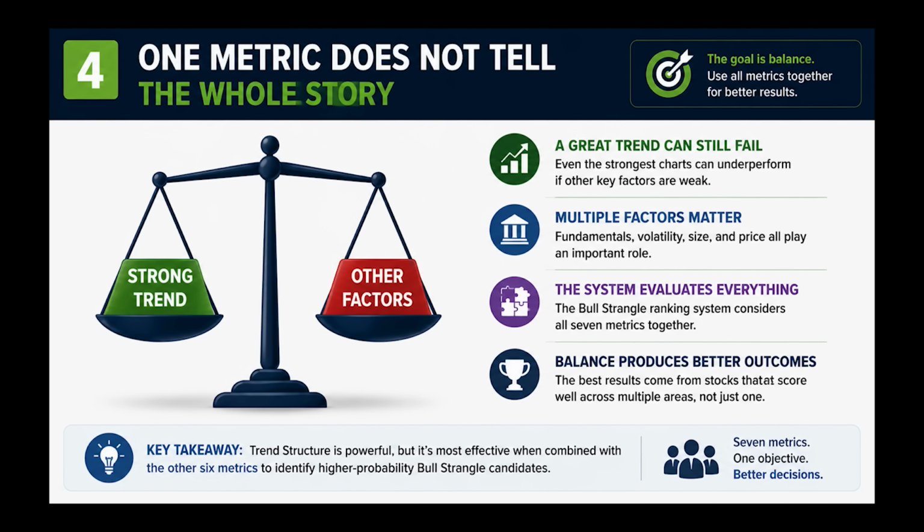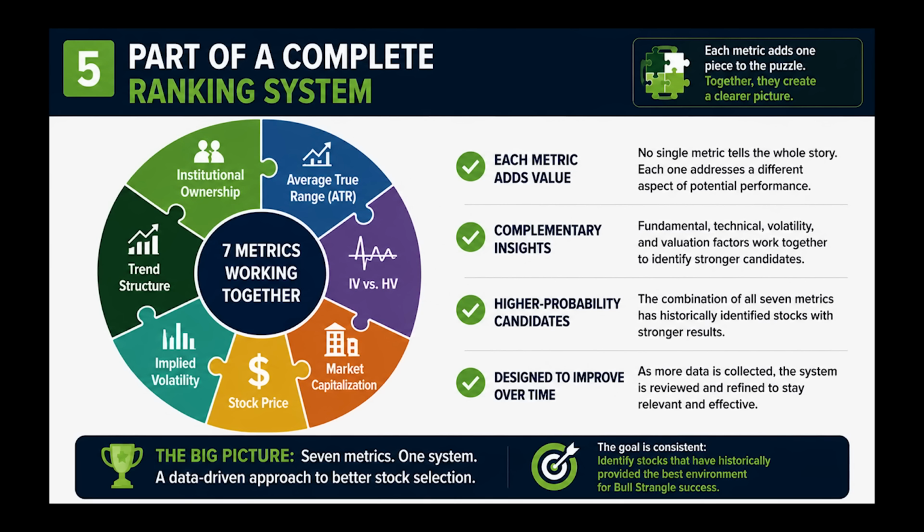Of course, no single metric should ever be used by itself. A stock may have an excellent trend, but still fail other important screens, such as institutional ownership, implied volatility, market capitalization, or stock price. Likewise, a fundamentally attractive company may receive a lower trend structure score if its technical picture has begun to weaken. Every metric contributes one piece of the overall picture.